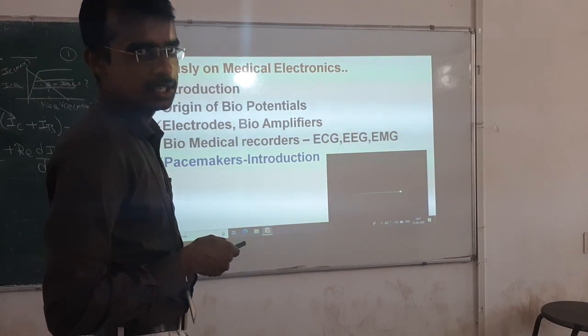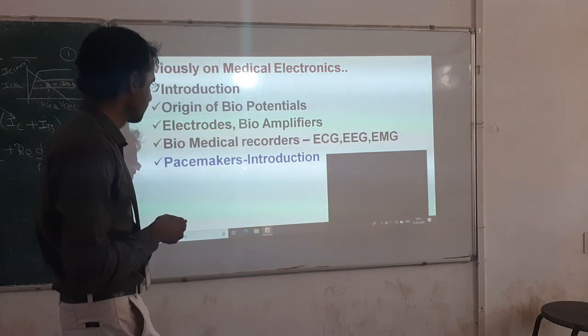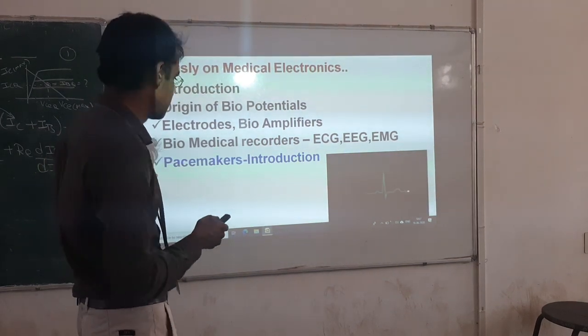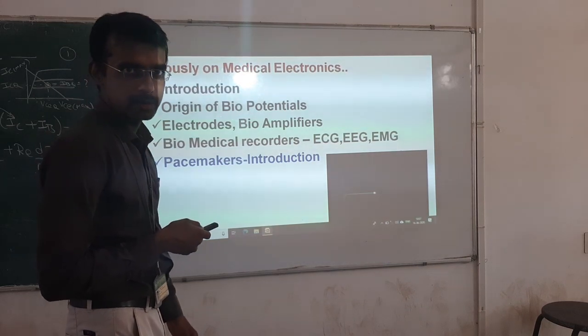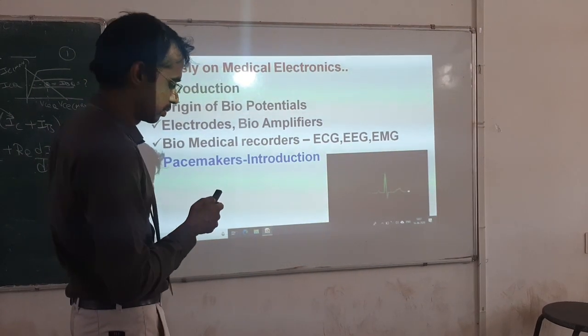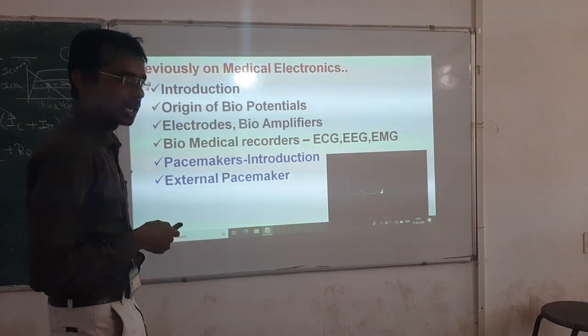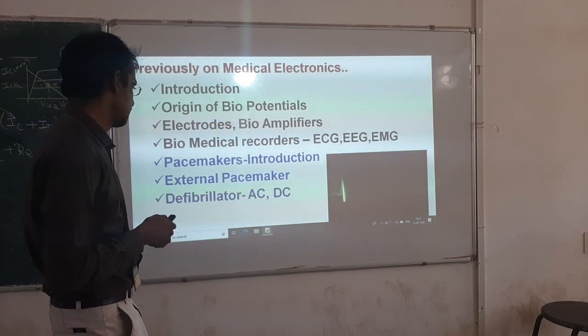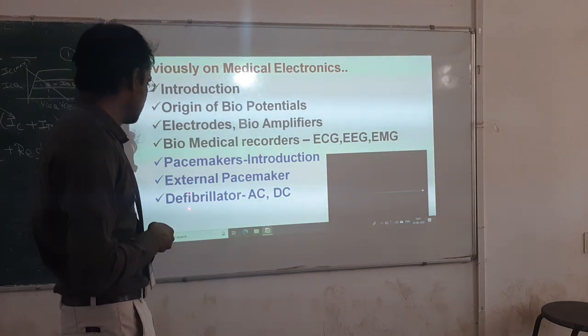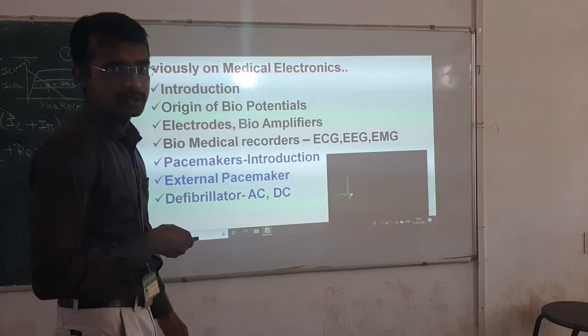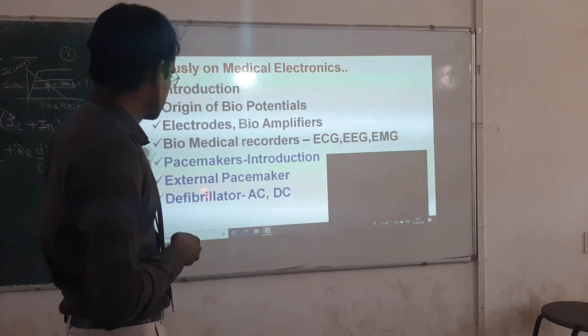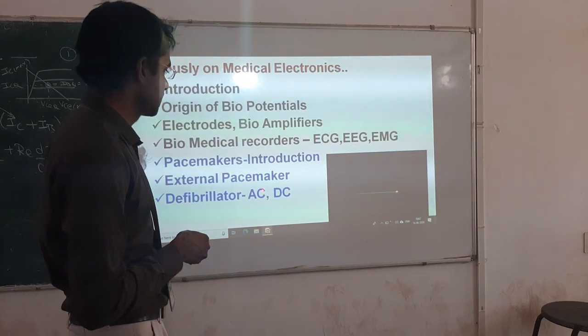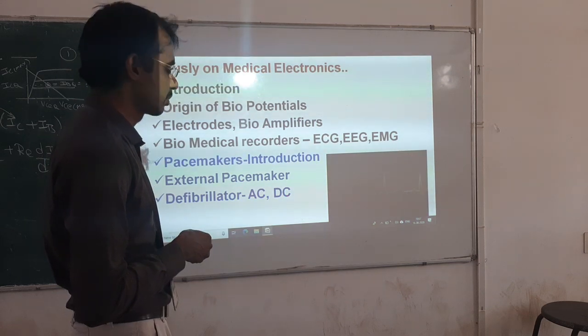The first assisting device which we saw was the pacemaker. The second one is the defibrillator, which we are seeing now. We saw why a pacemaker is required and what the types of pacemaker are. We had internal pacemaker, external pacemaker, and so on. Then we stepped into the defibrillator. This was our yesterday's title. We saw DC defibrillators and AC defibrillators also.